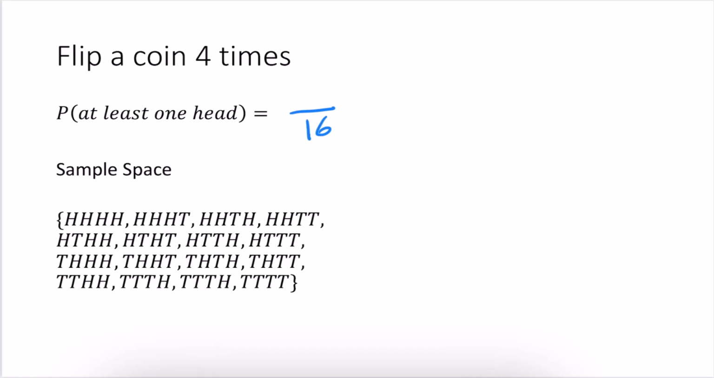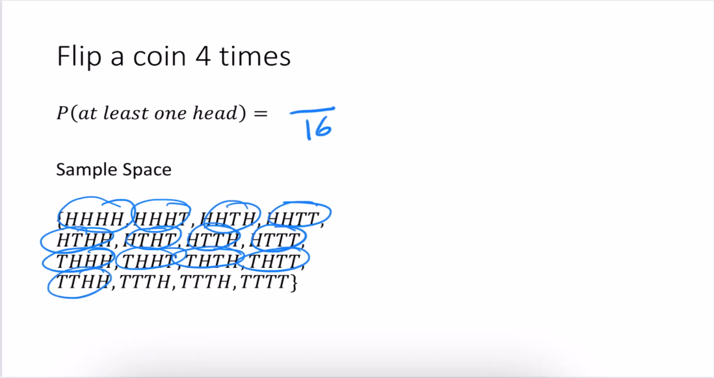And if I want to get at least one head, this would be a favorable outcome. So with this and this and this and this and this and this and this, because all of these have at least one head. Some of them have 2 heads, some of them have 3 heads. This one up here had 4 heads, but all of these have at least one head. And so it looks like our probability would be 15 out of 16.